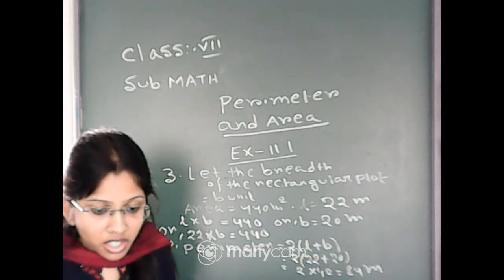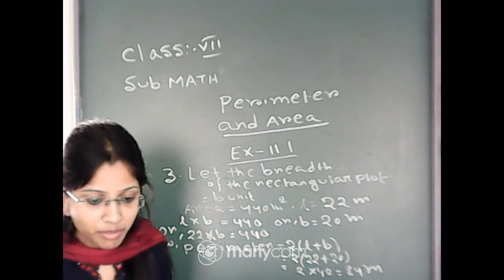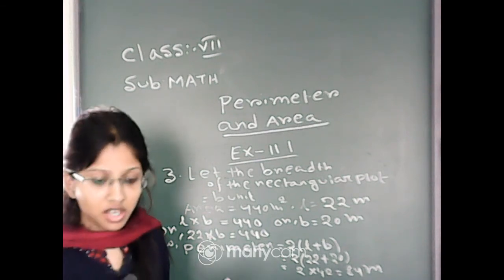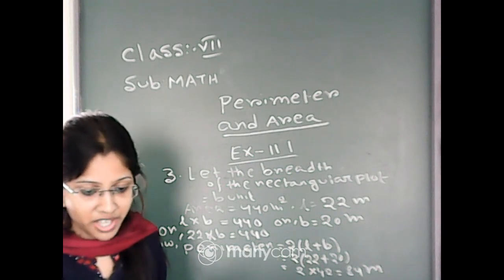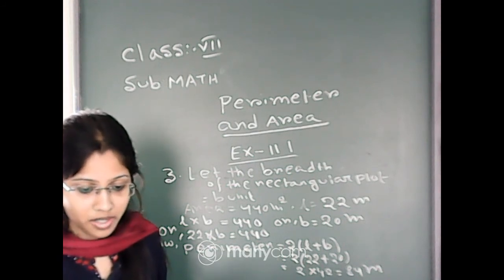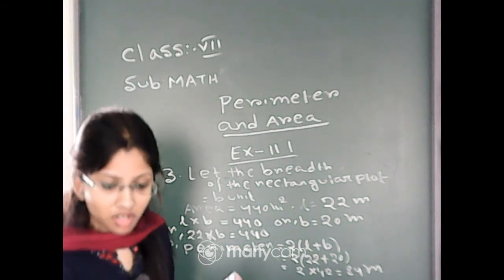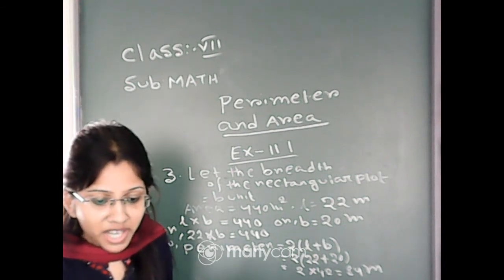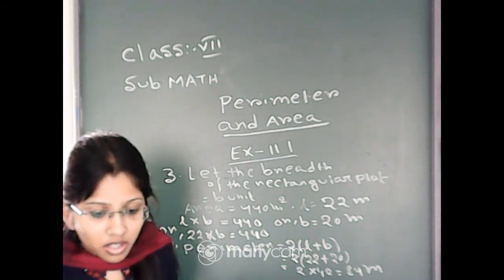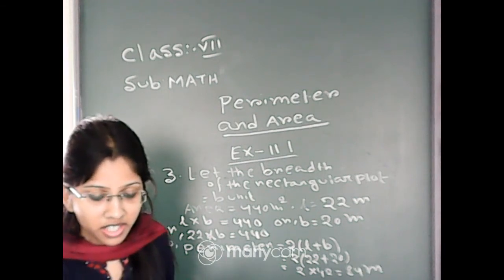Saptarshi, the unit will be meter. Breadth is equal to 20 meter and perimeter is equal to 84 meter. The spelling of breadth is wrong. Saptarshi, check the spelling.